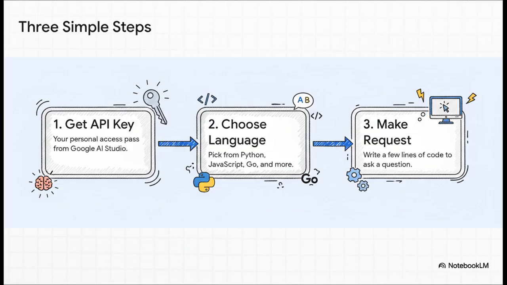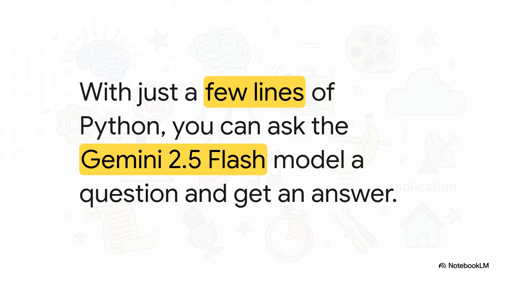That's it, you're in. And here's a little Python example. Hey, even if you don't code in Python, you can see how simple it is. You just import the library, you tell it which model you want, in this case, our speedy friend 2.5 Flash, and then you just pass in your question. That is all it takes to get a smart response back that you can use in your app.